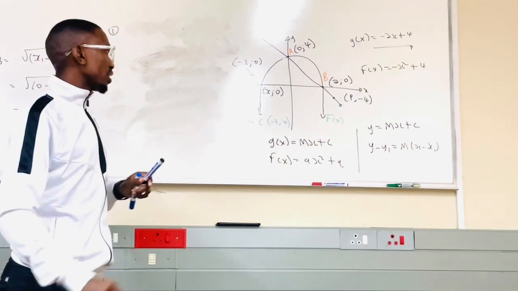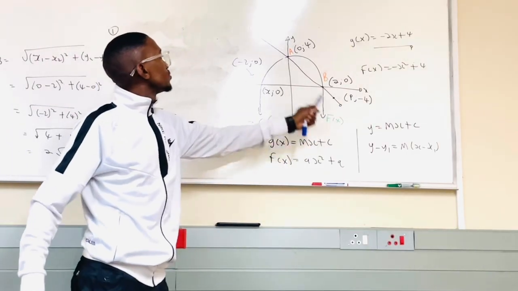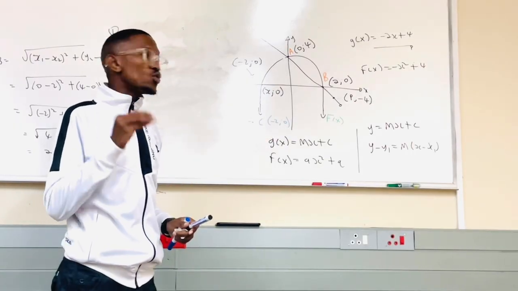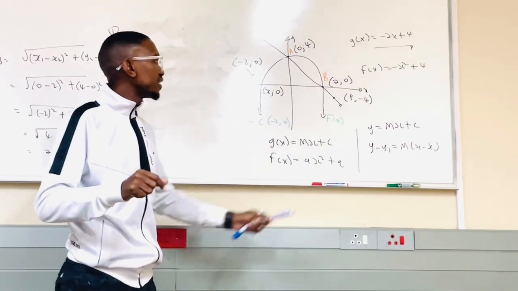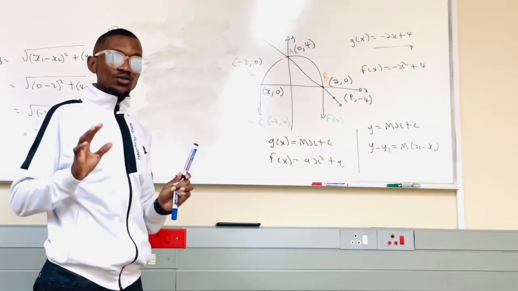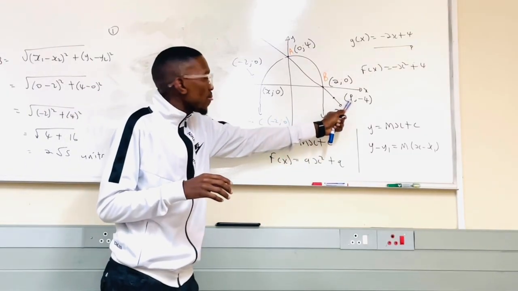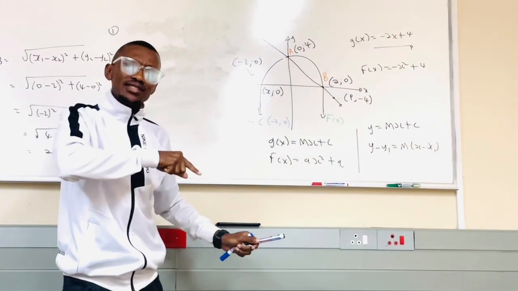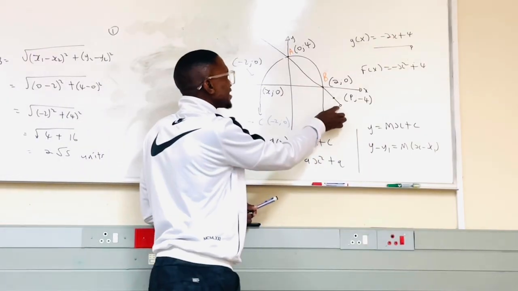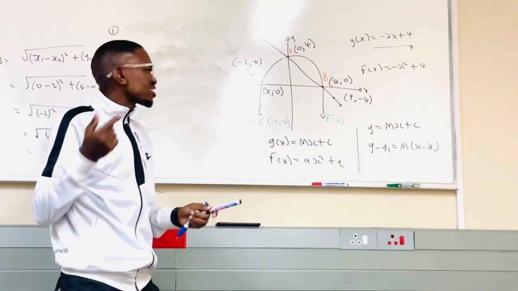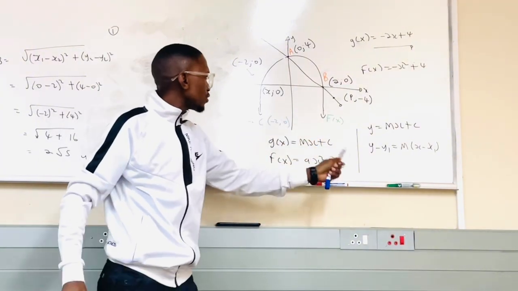And then the last question says that we must find the value of P. And if you can check, P is on this guy, g of x. So I must use the equation of g of x to find the value of P. Guys, don't use other things. They said you must find the value of P. Now check where the point P is. The point P is on the line of g of x.